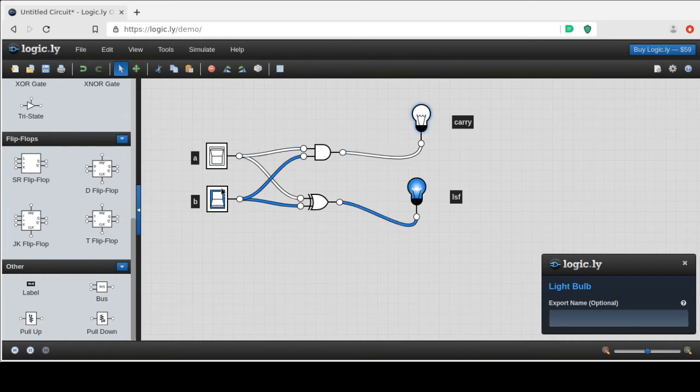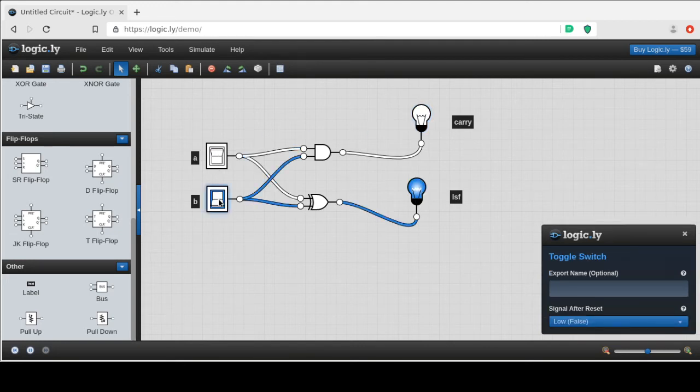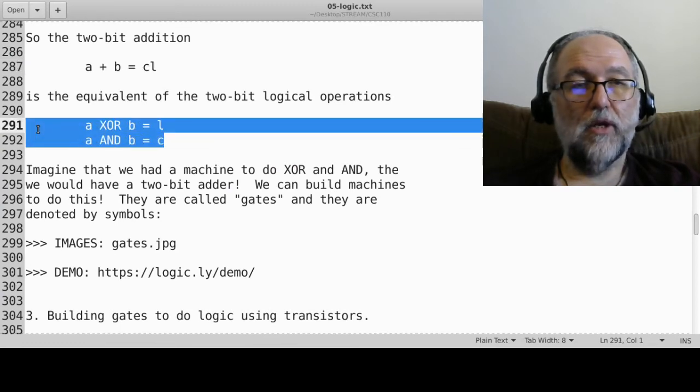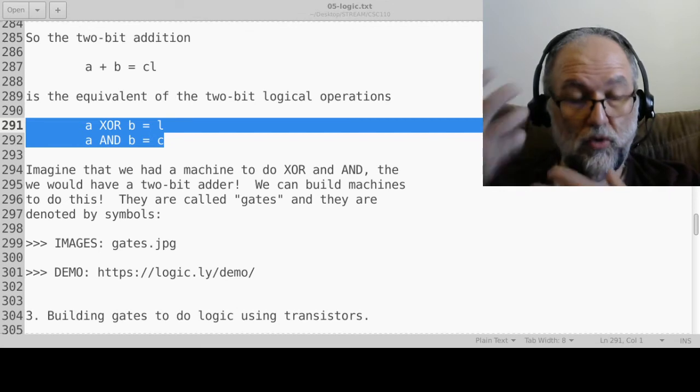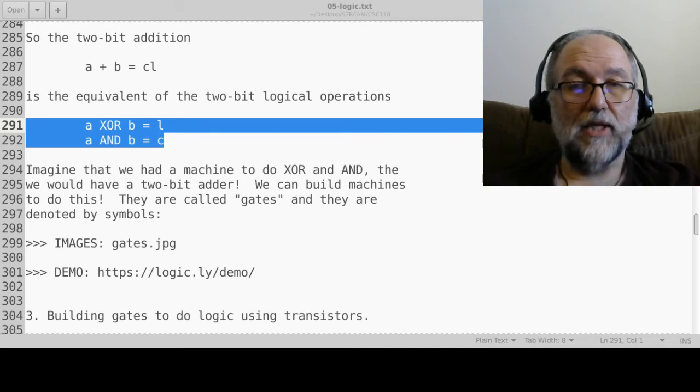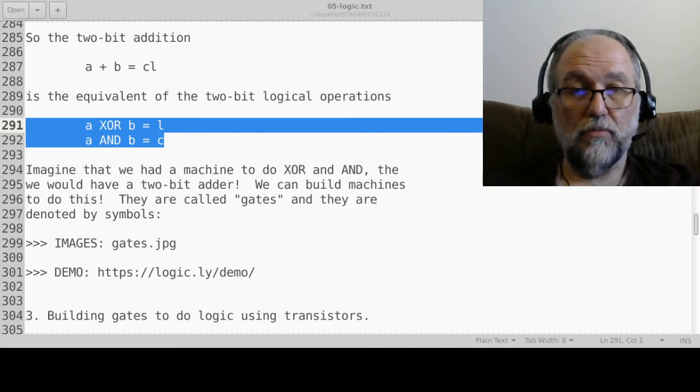Okay, so let me go through them again. So right now I've got 0 plus 0 is equal to 0 carry 0. Okay, and now I've got 1 plus 0 is equal to 1 carry 0. And now I've got 0 plus 1 is equal to 1 carry 0. And 1 plus 1 is equal to 0 carry 1. Ta-da! By taking the 2-bit addition and reducing it to 2 logical operators, and by using machines to emulate those logical operations, I've basically been able to build a 2-bit adder.